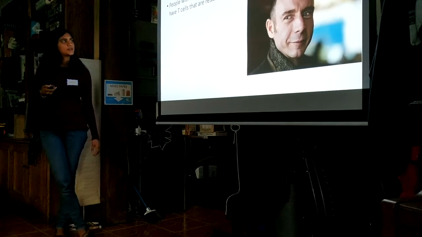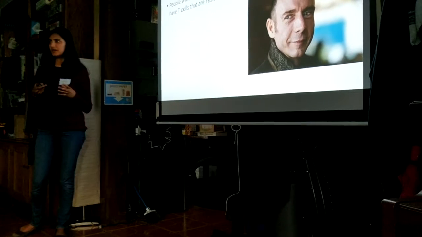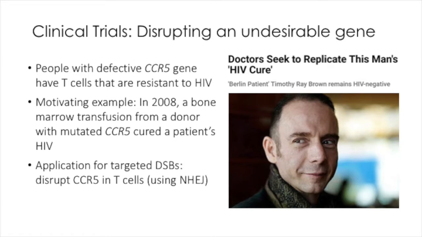For a while it's been known that there's a gene, CCR5, that people who have defective copies of this gene actually are resistant to HIV. It's because this gene codes for a receptor on T cells that the HIV virus uses to enter those T cells. And there's a cool motivating anecdote for this therapy.